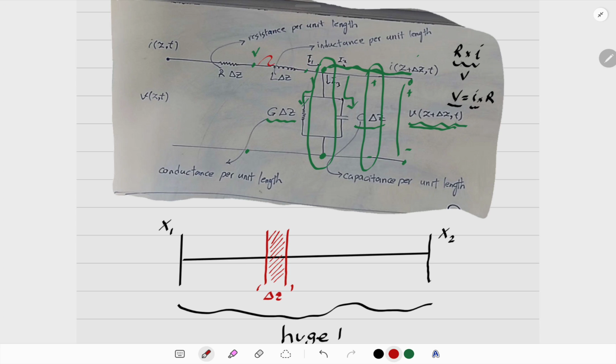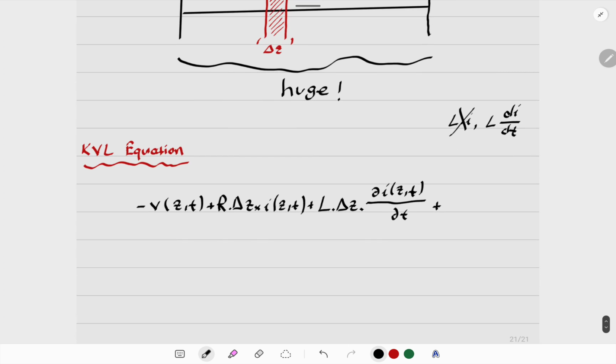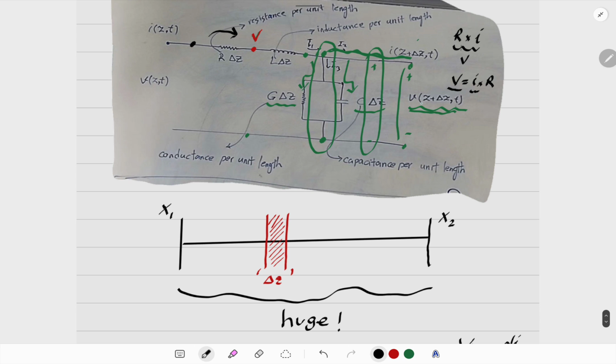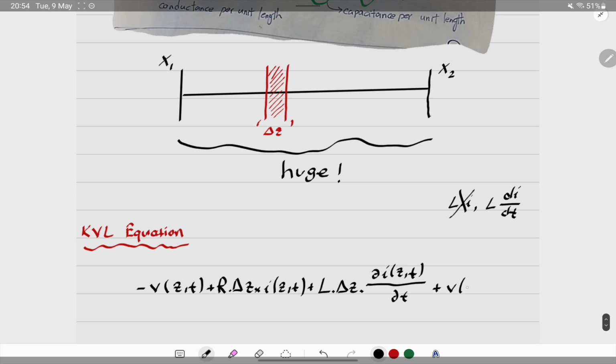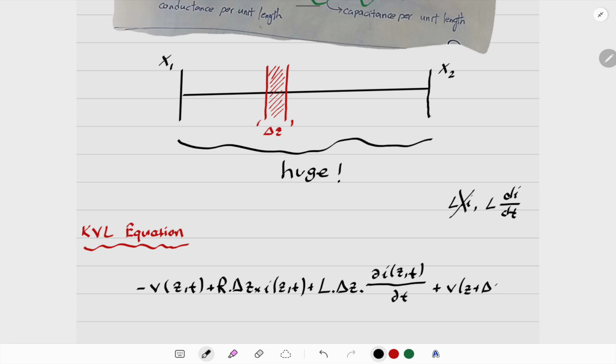Let me go with the red one here. This red V is not the same as this green voltage, and the black one is also not the same as the red one, because we are seeing different resistance and inductance. The voltage is changing over here, and this is V(z,t). You see? So it is much clearer, and we simply say V(z,t) minus V(z+Δz, t).